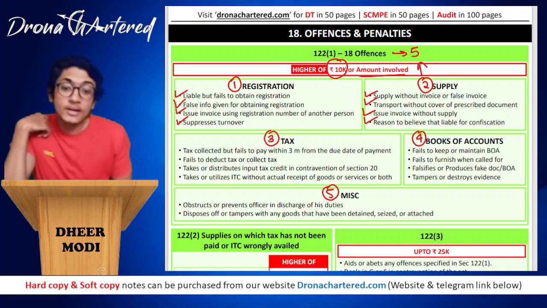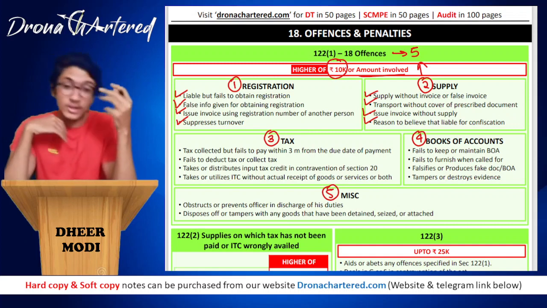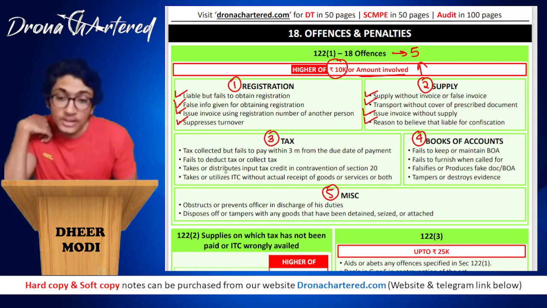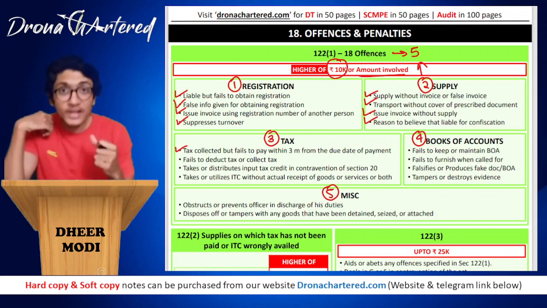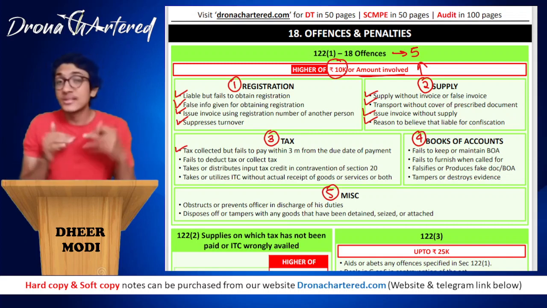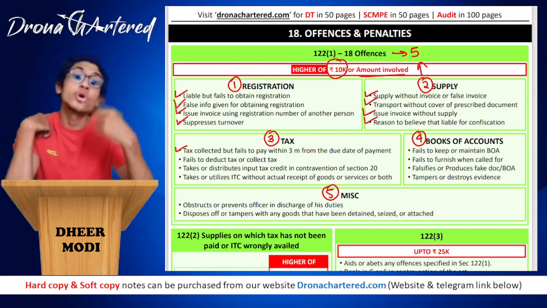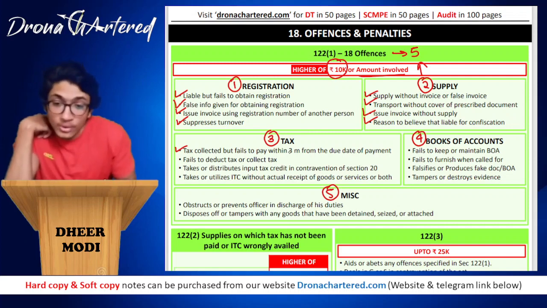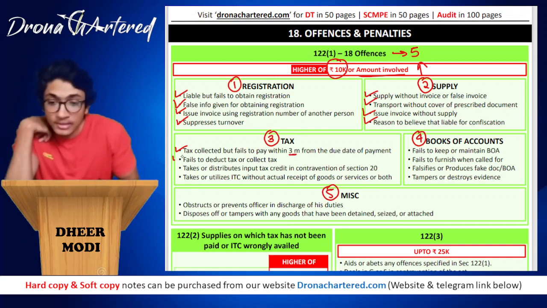Reason to believe that your supply is liable for confiscation. Okay, next, third is your tax. So tax collected but failed to pay within 3 months from the due date of payment. So if you collected tax, if you collected the CGST, SGST portion, but you failed to pay this amount to the government, this tax is not your money. You have to pay it to the government. If you have not done so for a period of 3 months, then you will be prosecuted under this section.